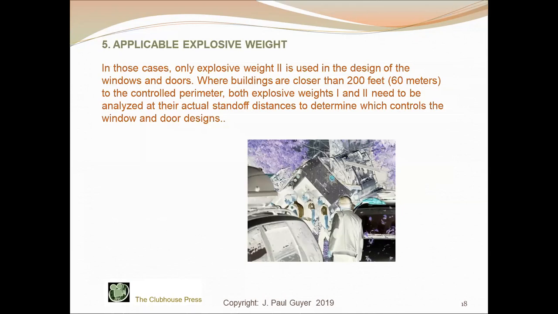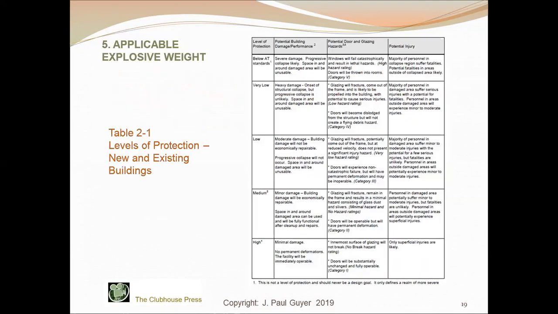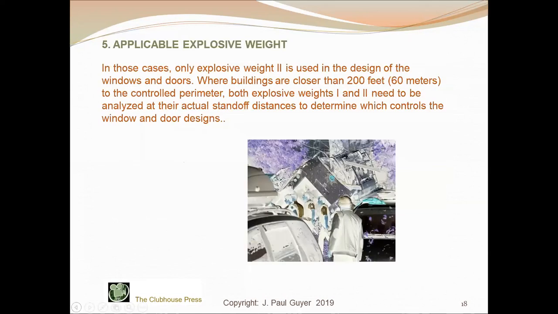And where the buildings within the controlled perimeters are located closer than the conventional construction standoff distances, which you will see later in some sketches, for both explosive weights 1 and 2, buildings, walls, windows, and doors will have to be evaluated for both explosive weights because the blast effects of the 2 explosive weights will have different effects on the various wall types tabulated in table B2, which you will see shortly.